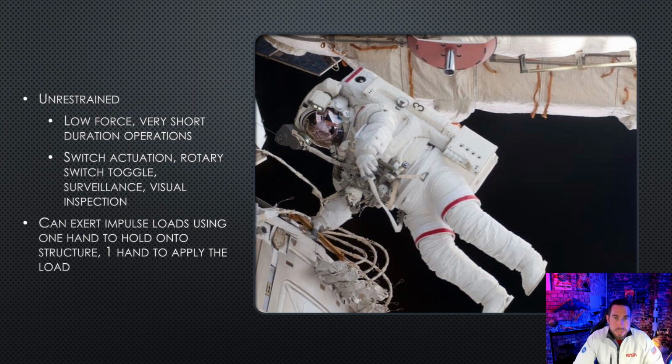All right, when an astronaut is on an EVA, if they're unrestrained, which means that they're going to be tethered to the space station, they're going to have their umbilical and they're going to have their tether. So it's not like they're free floating necessarily. But when they're unrestrained, meaning they're not secured into something on the side of the space station, they're limited to very low force, very short duration operations. So they're limited to flipping switches, turning dials and toggles, doing visual inspections and things like that. You can exert slight impulse loads by holding onto the structure with one arm and then turning a dial or manipulating something with the other arm.